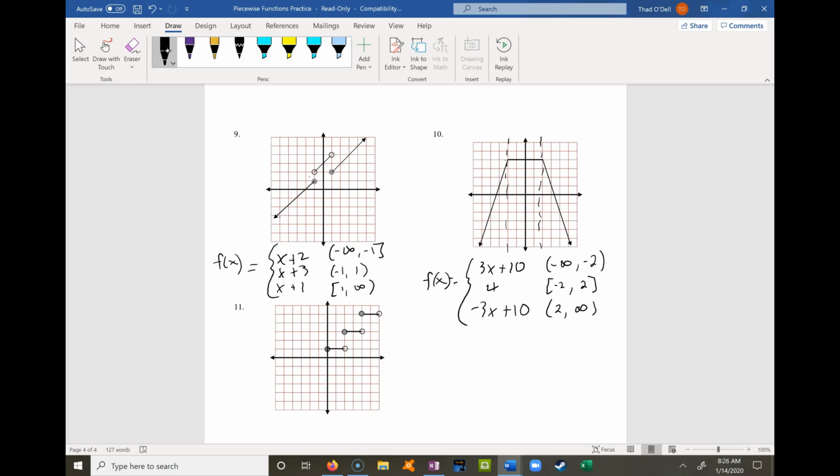If I plug in negative 2 in there, I get 4, and of course I get 4 there. And if I plug positive 2 in there, I get 4. So they give you the same result.